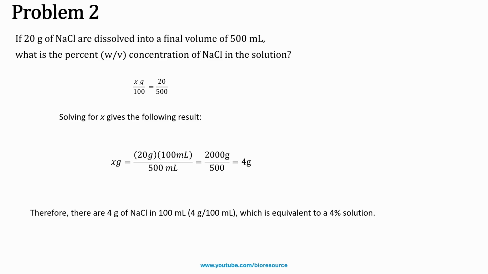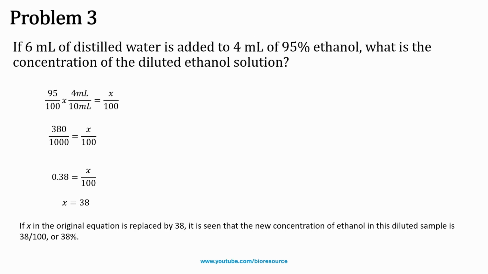So therefore, there are 4 gram of NaCl in 100 ml. That is 4 gram per 100 ml, which is equivalent to a 4% solution. So the answer is 4% of the solution. You can vary these numbers and practice yourself to get more understanding. Let's look at another problem.